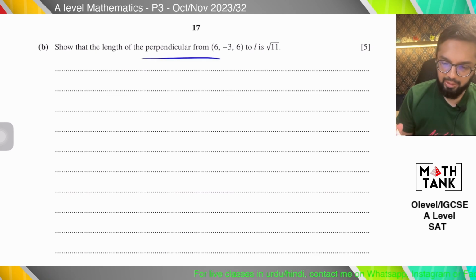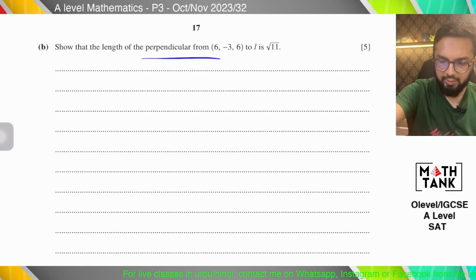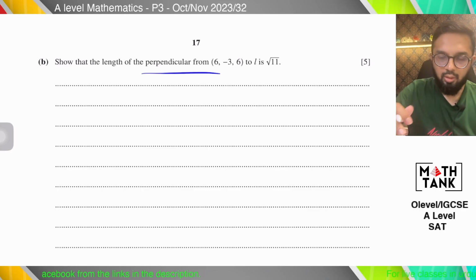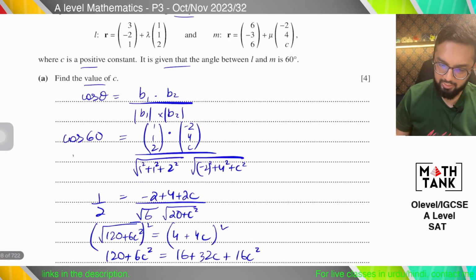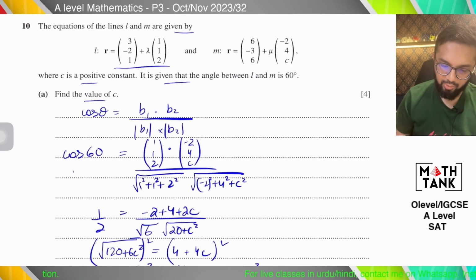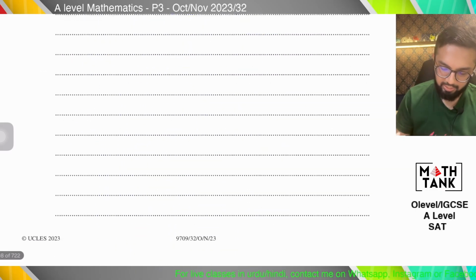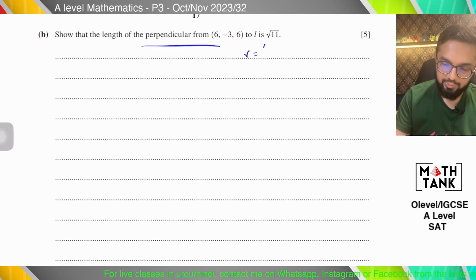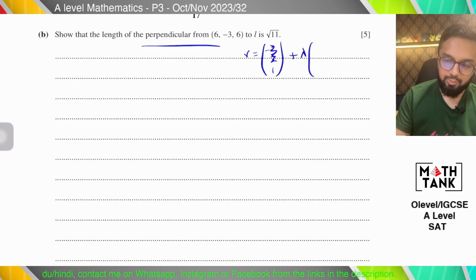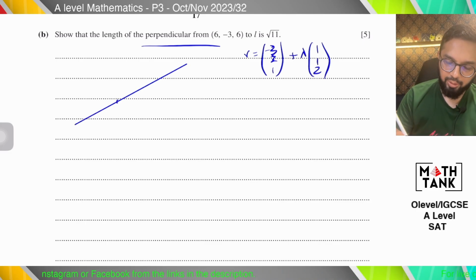Show that the length of the perpendicular from this point to the line L is root 11. Okay, so this is a typical question. Where is line L? Line L is this. Let's copy the equation: minus 3, 2, 1 plus lambda 1, 1, 2. So the general point X is going to have minus 3 plus lambda, 2 plus lambda, and 1 plus 2 lambda as its coordinates.